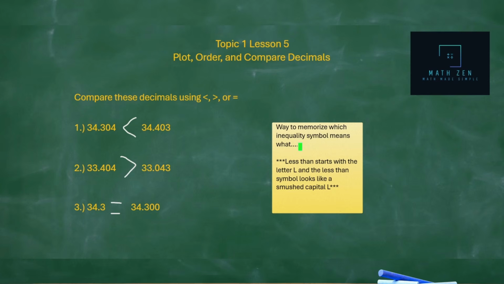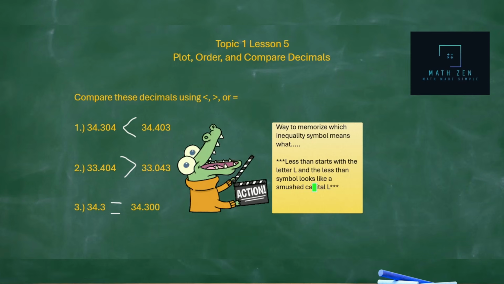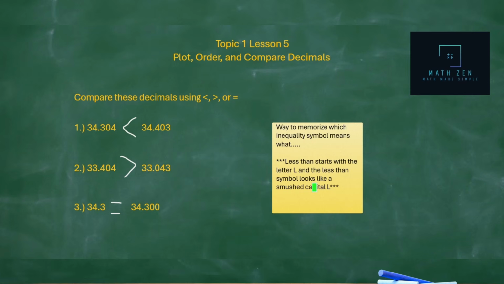Now over here on this post-it, this is just something that I literally remember from being a kid in school. A lot of people have a hard time remembering which symbol means what. You've heard the alligator eats the bigger number, but that doesn't help you tell which one is less than and which one is greater than. So if you can spell the word less than, you know that an L, a capital L, if you were to squish it down, it looks like the less than symbol. So I always teach my kids, hold up your left hand, make an L, squish it down, and that's what your less than symbol looks like. And obviously the one that doesn't look like that has to be greater than.